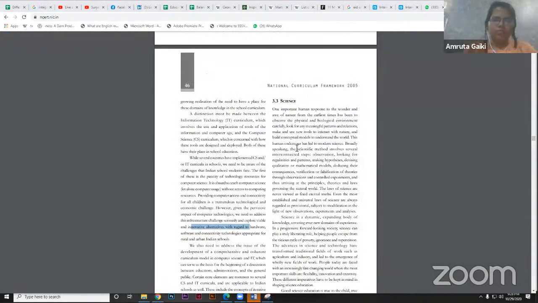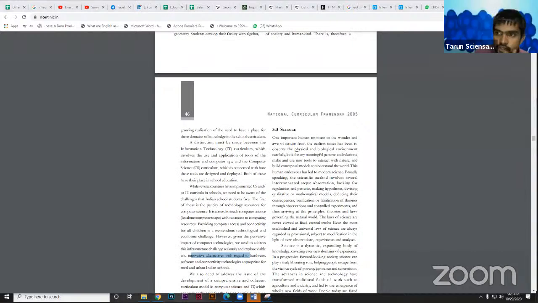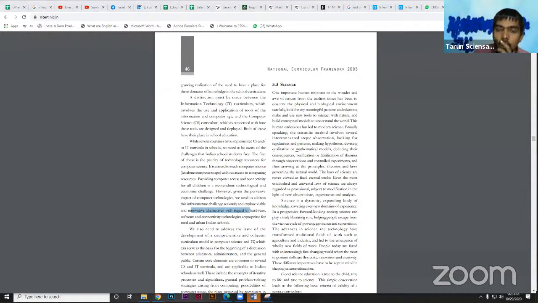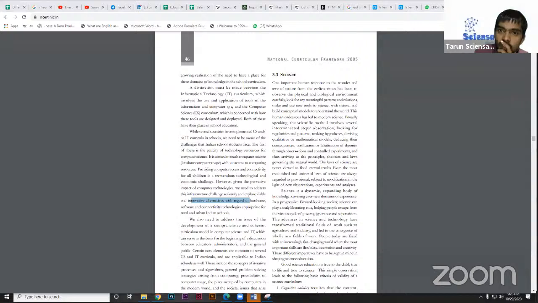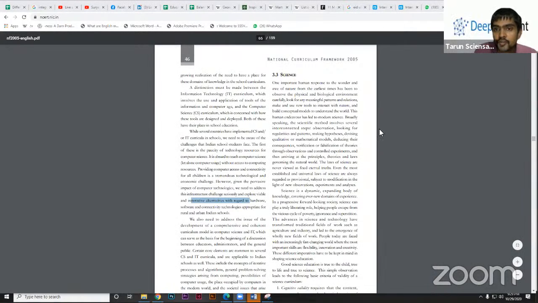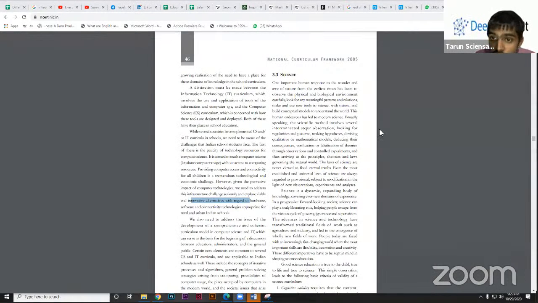Now, so we'll now move to the science curriculum. One important human response to wonder and awe of nature from the earliest times has been to observe the physical and biological environment carefully and look for meaningful patterns and relations, make and use tools to interact with nature. We look at nature, we make meaningful patterns and relations, and we make tools to interact with nature. This human endeavor has led to modern science.